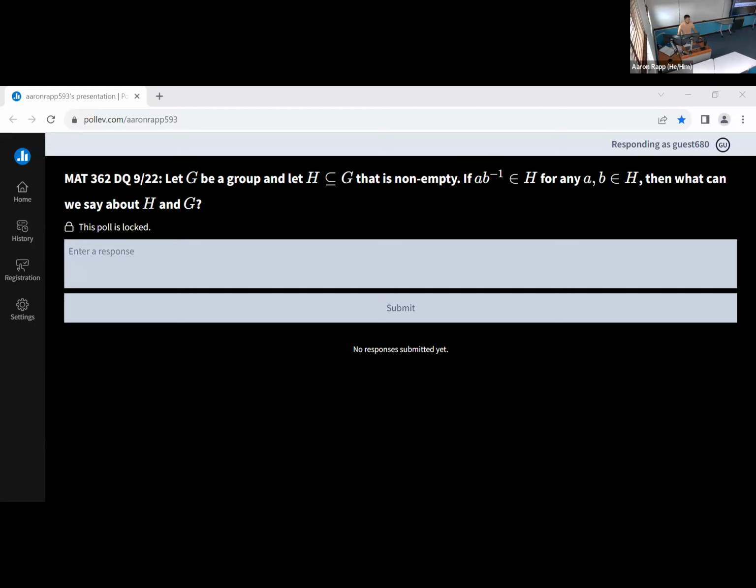So what can we say about H and G? Everything that's in H is in G. So that is true because H is a subset of G. But we can go one step further based on what we did on Wednesday. And what can we call H? There we go, got it right.